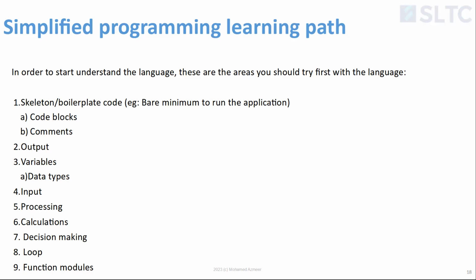So here is the learning path. If you go through this path, you will be able to master the Java programming language. In fact, this is also the same for any other language, whether it is Python, C Sharp, or whatever it may be. You notice we are learning the boilerplate. We are learning how to output something. We are learning how to use variables. We learn how to get inputs, how to do processing, how to do calculations, how to make decisions, how to repeat something using loops, and then functional modules so that we can copy paste the function into another programming language.